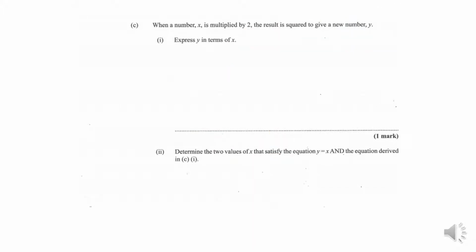When a number x is multiplied by 2, the result is squared to give a new number y. What we have here is a verbal phrase that we have to translate into an algebraic expression. Alright, so they're telling us that when a number x is multiplied to a number 2, the result is going to be squared. Alright, they want us to express y in terms of x. In other words, y is going to be the subject. So y is equal to, when a number x is multiplied by 2, so we have x multiplied by 2, and this is going to give us 2x. The result is squared to give a new number, y. So we simply square this, and that's for 1 mark.